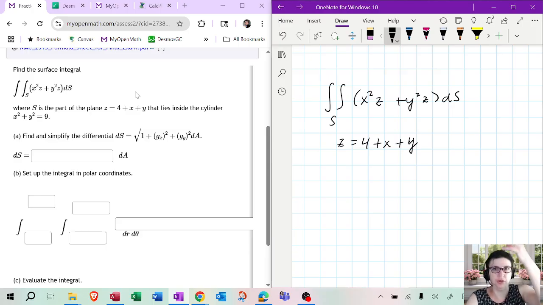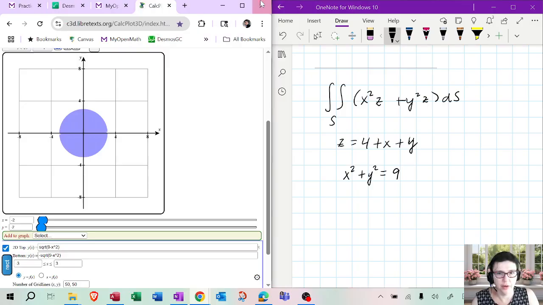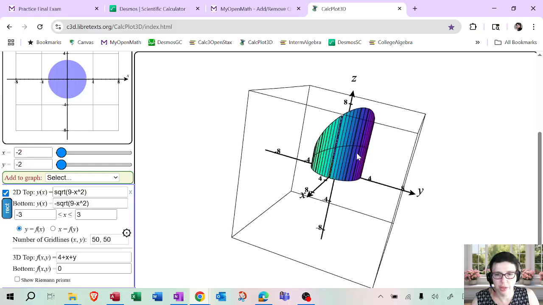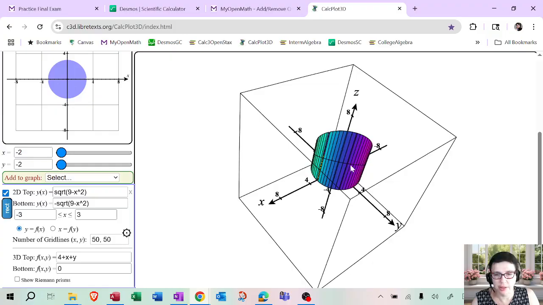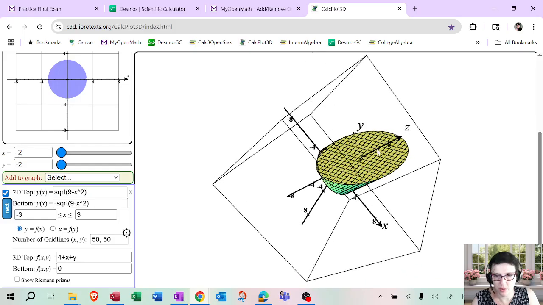So the cylinder is cutting a piece of that plane, and the cylinder has equation x squared plus y squared equals 9. I wanted to show you what that looks like. In the graph, let me make this larger. This is your circle, x squared plus y squared equals 9, and you are inside the cylinder. Your surface is this yellow shape, which has the form of an ellipse.